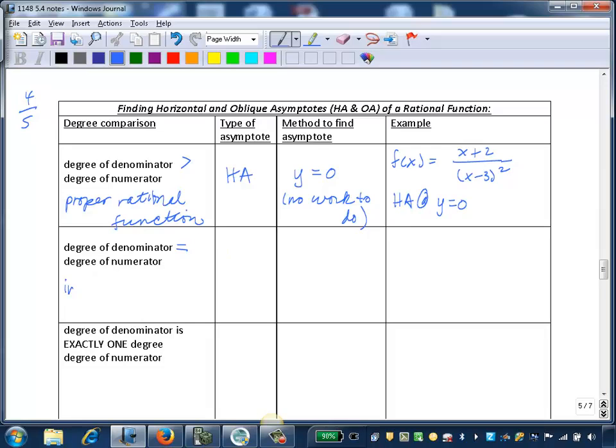Now, if the degree of the denominator is equal to the degree of the numerator, we call this an improper fraction or an improper rational function. It's going to also have a horizontal asymptote, but we have to do just a little bit of work to find it. We're going to divide the leading coefficients of the numerator and the denominator.